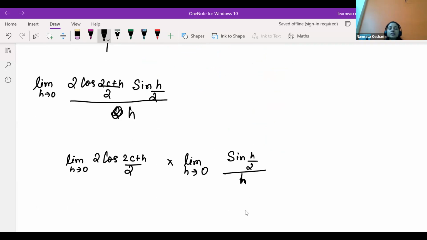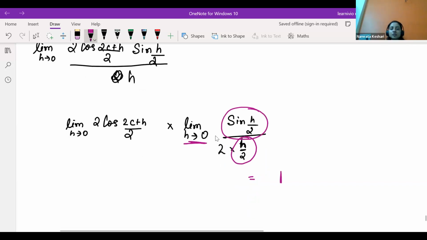Okay, now here we can do arrangement. Sine x by x, if it will be there, then directly we can say the limit will be 1. So here also h by 2 I want to create, but since we are doing an arrangement, we have to neutralize it. Sine x by x we are trying to create with limit h tends to 0 so that the result will be 1. Are you getting? Yes, ma'am. Okay. But here in denominator to be lower.